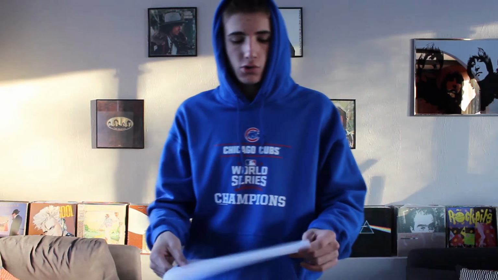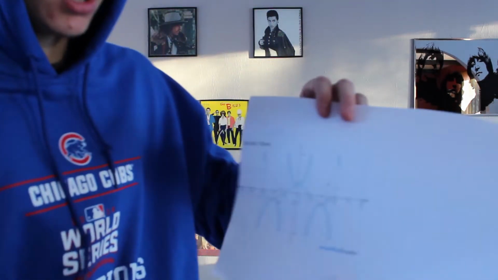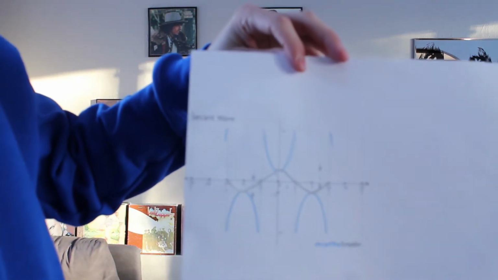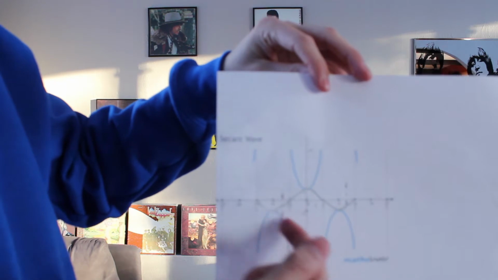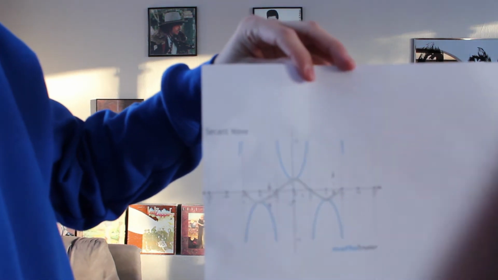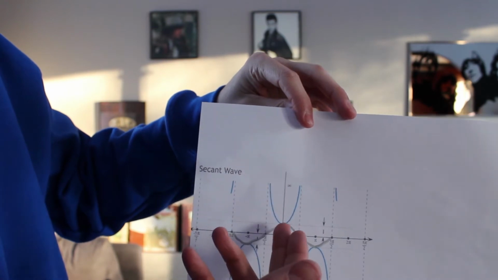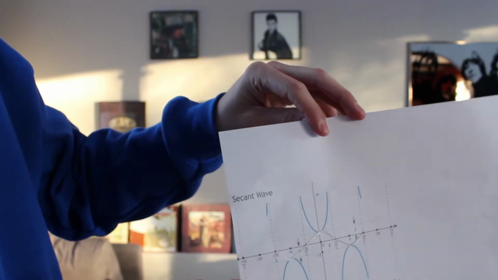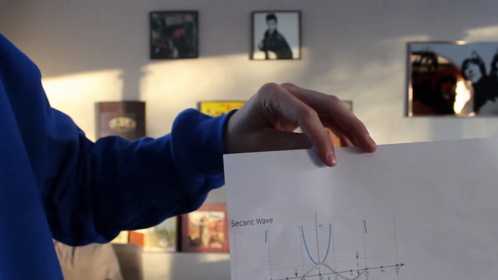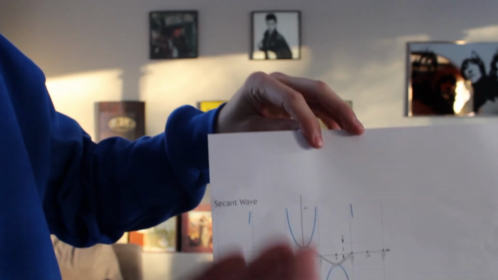Now we're going to talk about a secant wave. Secant is 1 over cosine, as we all know. So in order to help make the secant wave, we're going to show the cosine curve. The asymptotes are at the 0, and then you make a U shape at the peak of the cosine curve, as you can see there.